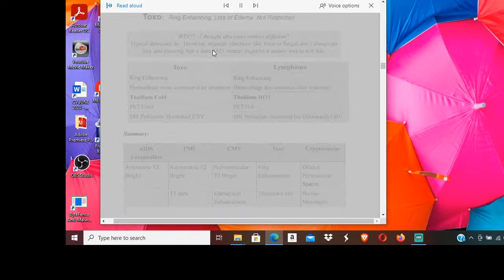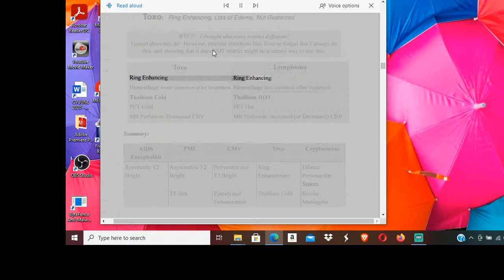Toxo, ring enhancing. Lots of edema. Not restricted. Wait, I thought abscesses restrict diffusion. Typical abscesses do. However, atypical infections like toxo or fungal don't always do this, and showing that it does not restrict might be a sneaky way to test this.